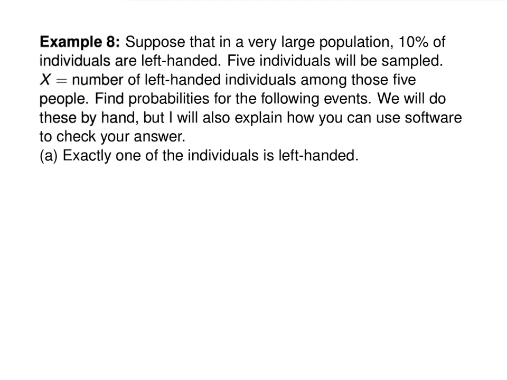So first of all, what's our n? 5. What's our probability of success? 0.1. So success is having a lefty. You could also define success as having a righty. It's going to work out the same. It's just all the questions are about left-handed people.